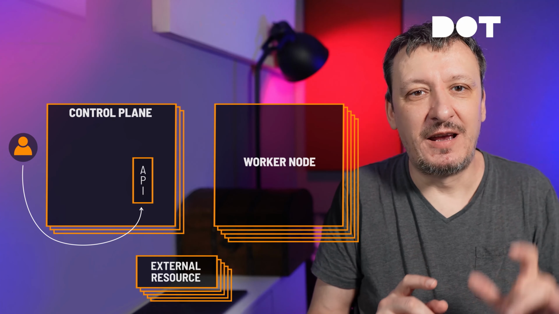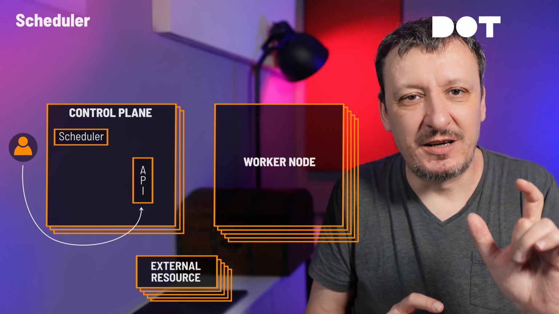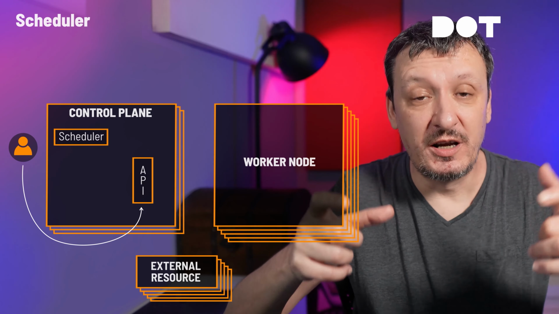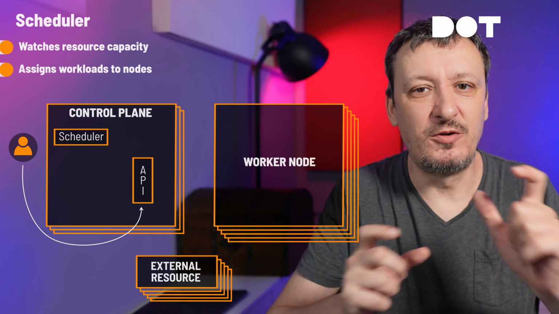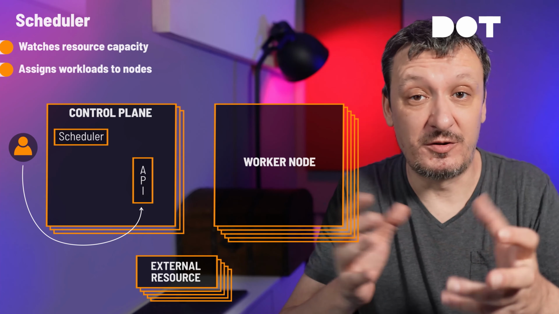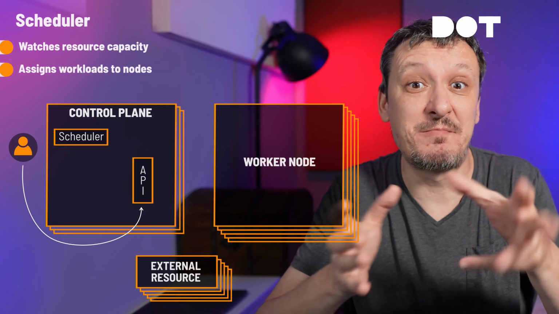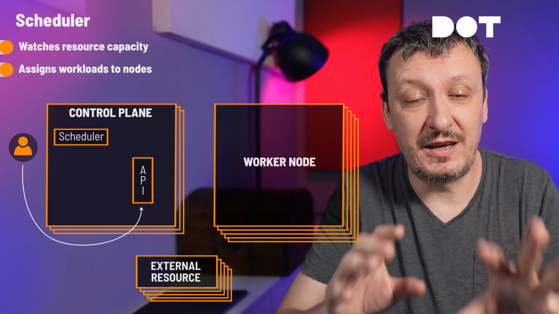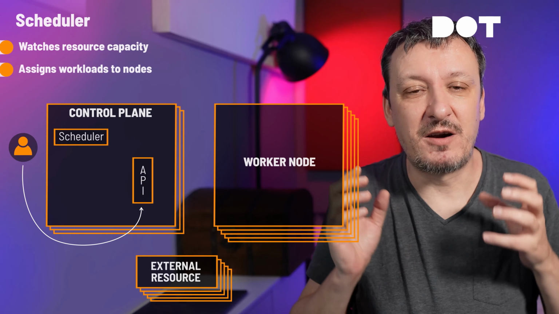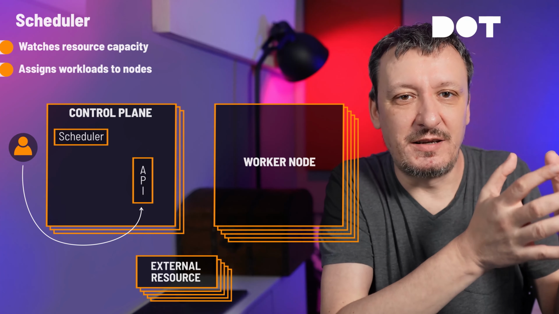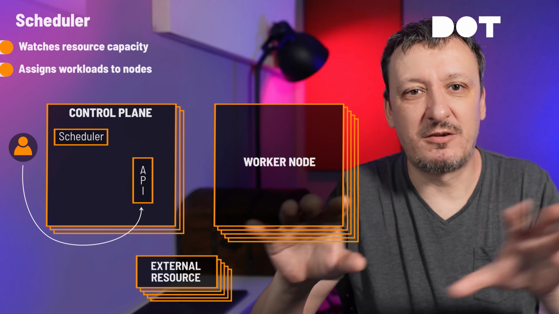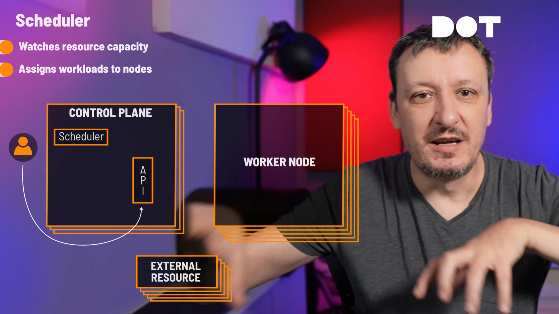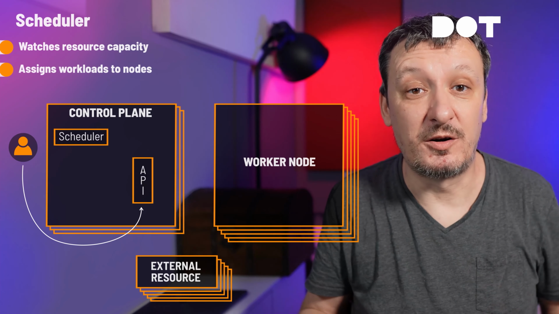Further on, we have a scheduler. Scheduler is in charge of watching for resource capacity and assigning workloads to nodes. If those workloads are running inside the nodes, but that might not be the case. But when it is the case, scheduler is the one who figures out, hey, this is where that should be running, and this should go there, and so on and so forth. It is assigning the tasks to different worker nodes.